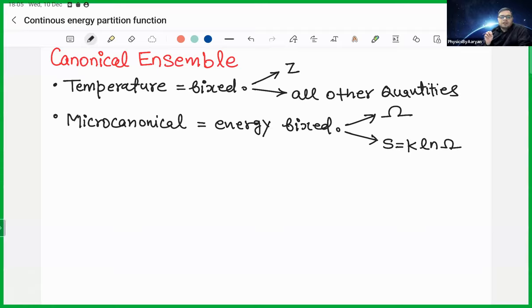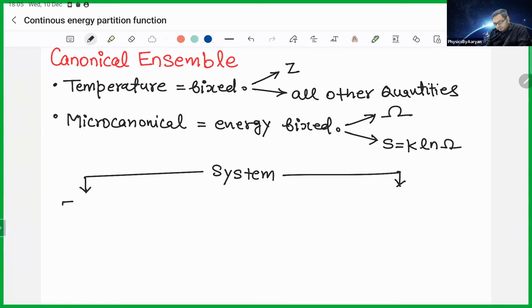Once I have a partition function, how can I find all other physical parameters? So your systems will usually be divided into two categories. Number one, systems where your energies are continuous, basically your energy is increasing or decreasing continuously, right? And the other is systems where your energies are discrete, like in an infinite potential well, quantum harmonic oscillator, and so on.